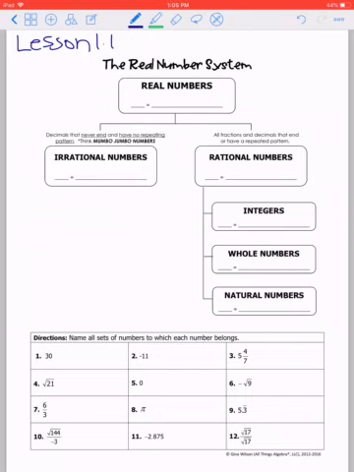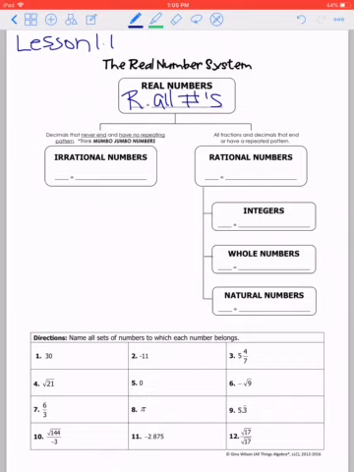Okay, we are going to classify numbers and learn how to put them into different groups or sets. For our purposes, we're going to work with the real number system. There are imaginary numbers, but we won't get into those much this year. Real numbers, we signify with a capital R. For our purposes, this is all the numbers that we work with, so every number that we talk about is in fact a real number.